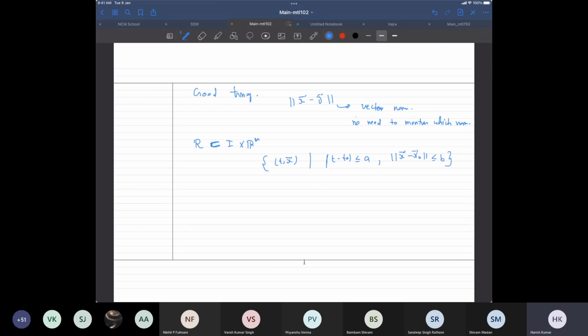Now it doesn't matter which norm it is, but note that the rectangles will be different. If the norm is different, the rectangle will be different, but the theory will hold on that rectangle. You should keep that in mind. So for some a comma b positive, this is how a rectangle in Rn plus 1, I cross Rn, will look like. Yes, any question?